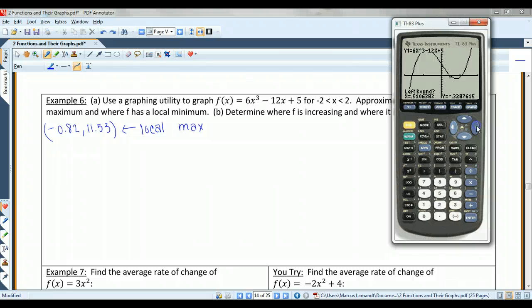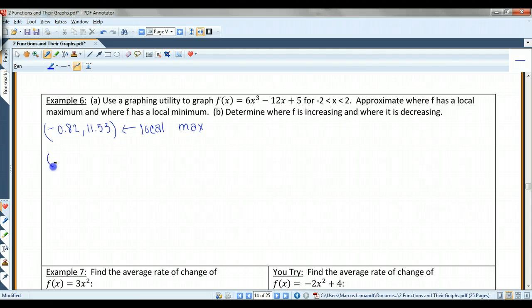I know the minimum is somewhere right around here, so I'm going to try to be to the left of that, and then be to the right somewhere. So, 0.816, okay, so 0.82 and negative 1.53. So 0.82 and negative 1.53. That was the local min.